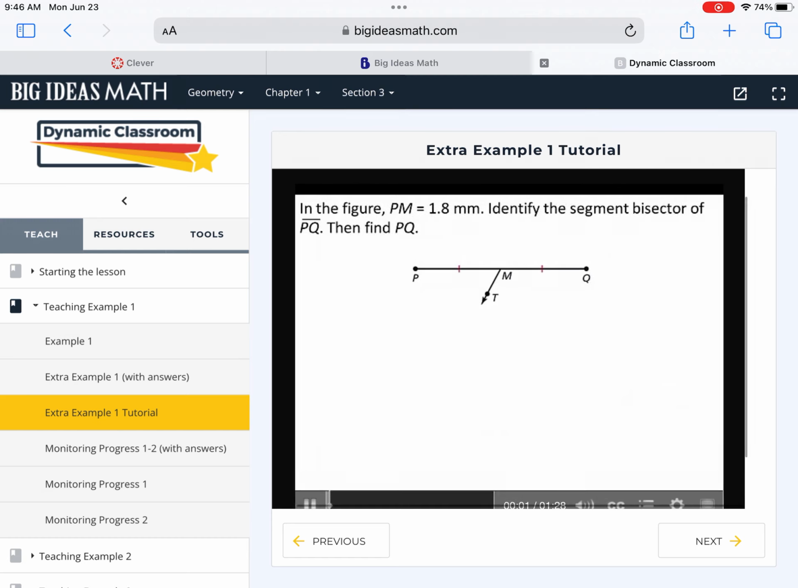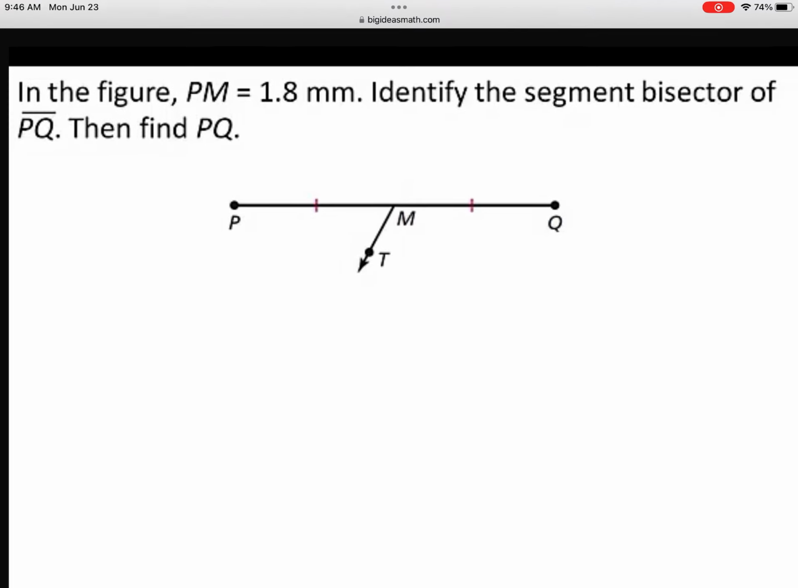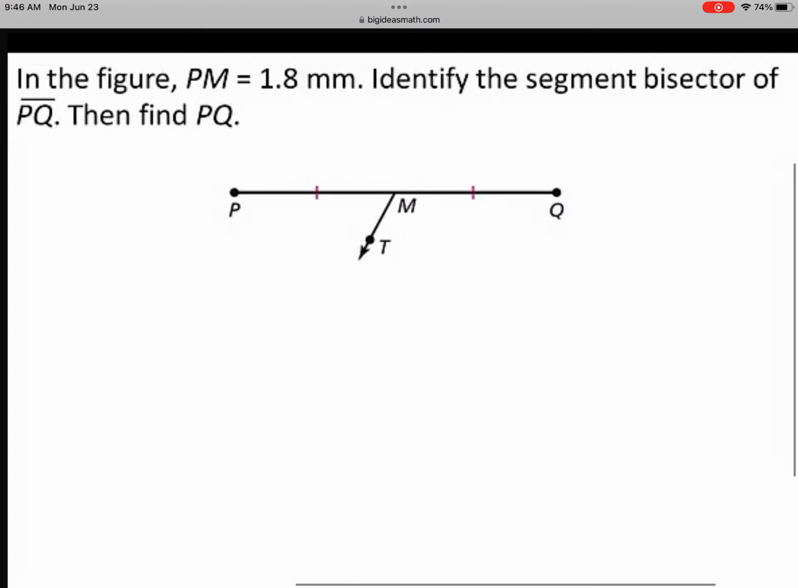In the figure, the length of segment PM is equal to 1 8/10 millimeters. Identify the segment bisector of segment PQ. Then find the length of segment PQ.